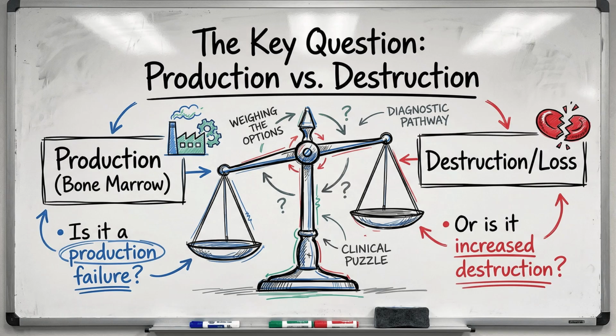Is the bone marrow failing to make enough cells because it lacks iron, B12, or is it just diseased? Or are the cells being made perfectly fine, but then they are being destroyed prematurely or lost through bleeding? This distinction is crucial because it completely dictates your entire diagnostic approach in the tests you will run next.